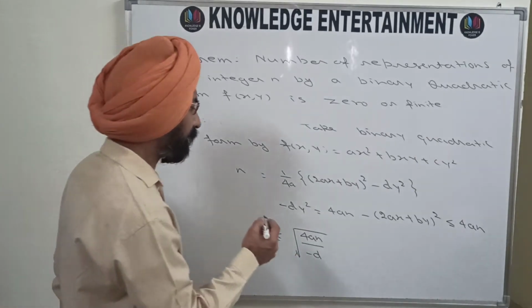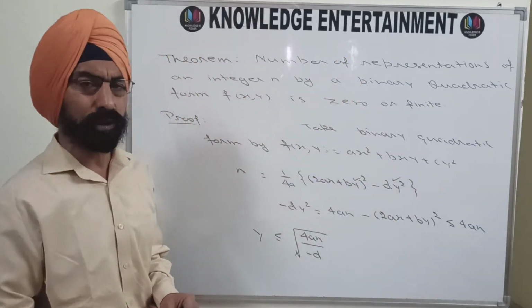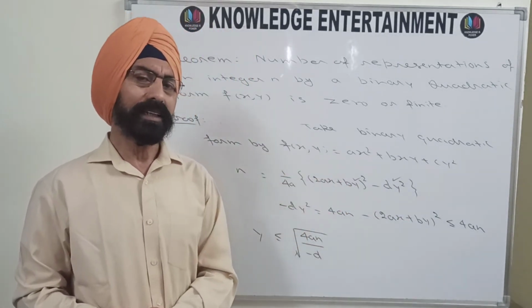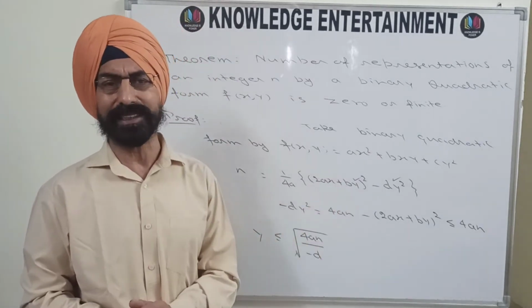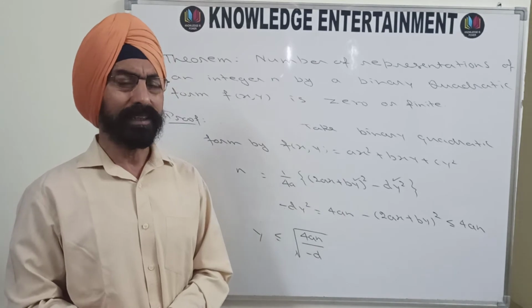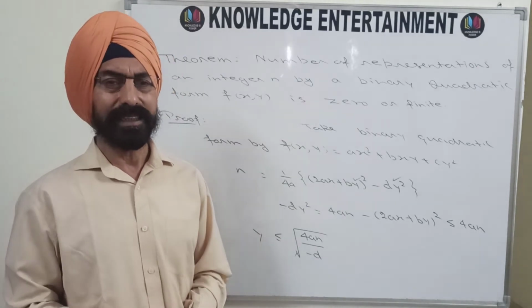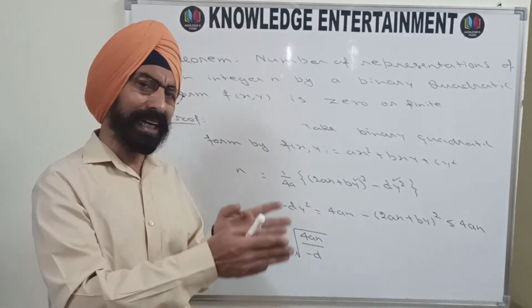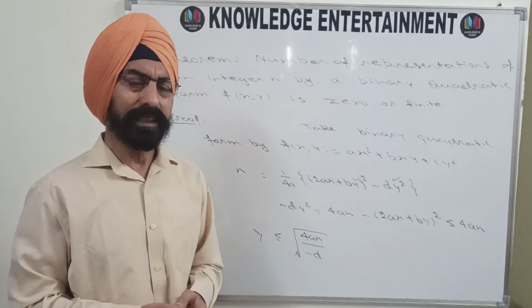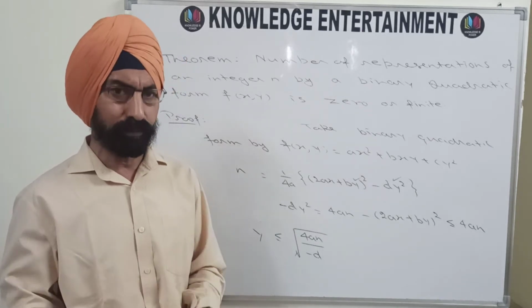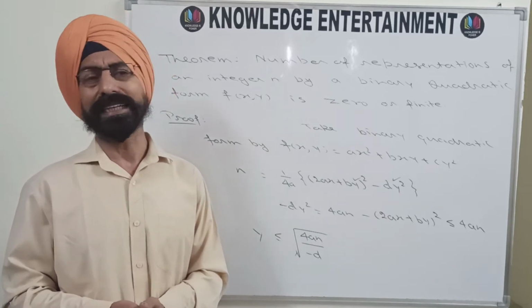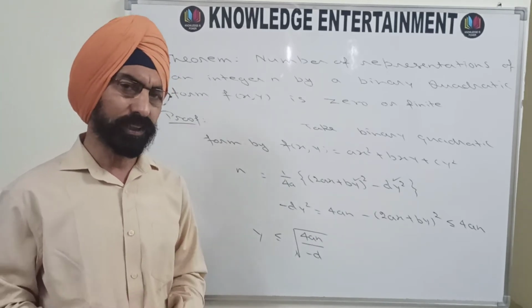If you substitute the value of y here, these finite number of values, suppose there are 10 values, you substitute these here. Corresponding to each y, you will have at the most 2 values of x, because it will become a quadratic equation in x. So corresponding to these m values of y, there are at the most 2m values of x. They'll give you a finite number of pairs of x and y. So how many representations will there be? Definitely finitely many, or maybe zero if there is no y satisfying this condition. So the number of representations of an integer n by a binary quadratic form is either 0 or finite.